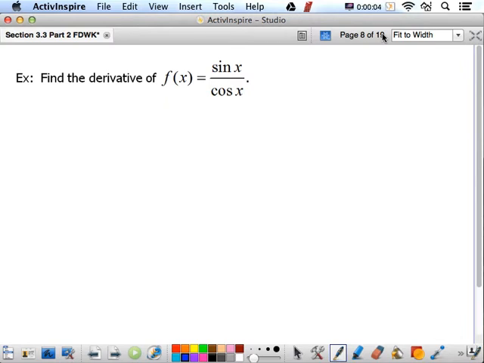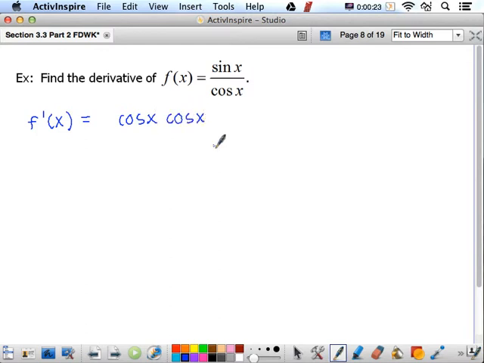Let's find the derivative of f of x equals sine of x over cosine of x. So we're going to use the quotient rule to do this, and we have low d high. Okay, so low is cosine, and it's a monomial, so we don't have to have parentheses. And d high, the derivative of sine is cosine.